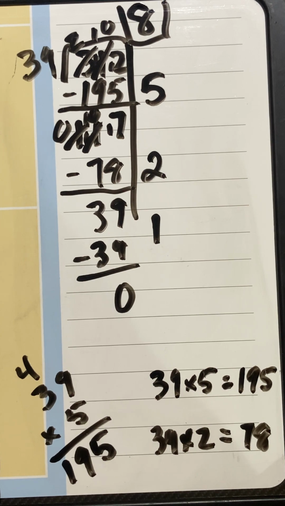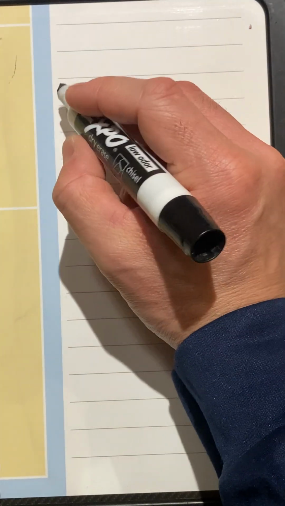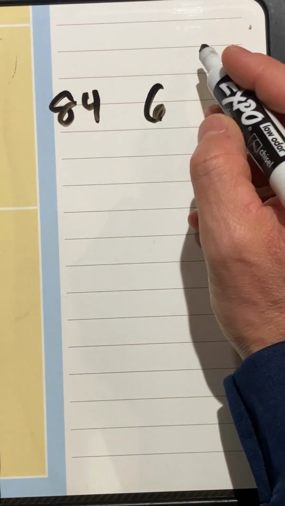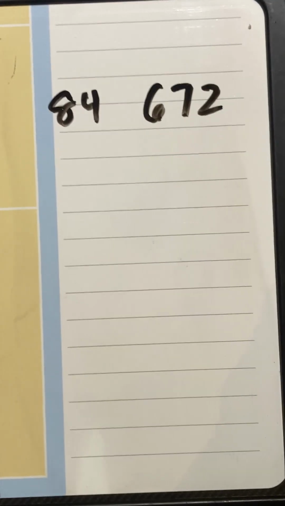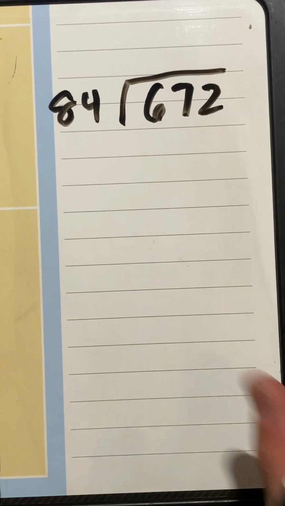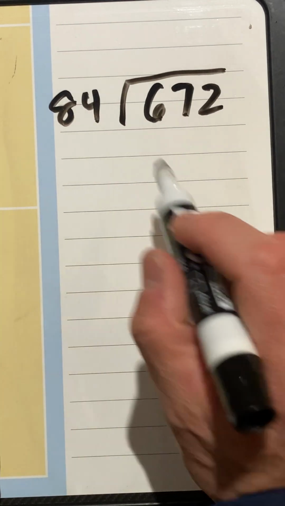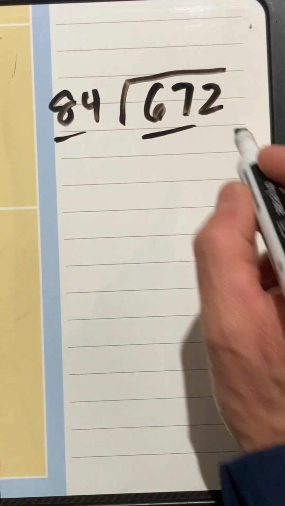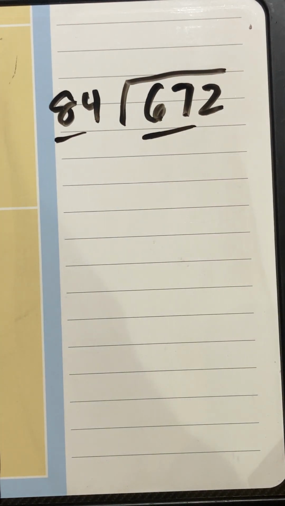Which brings us to our last one here. So our last problem is asking us how many 84s are in 672. So I can kind of look at it this way. I'm not going to actually solve this, but I'm going to look at this 8 and this 67 to get me started.